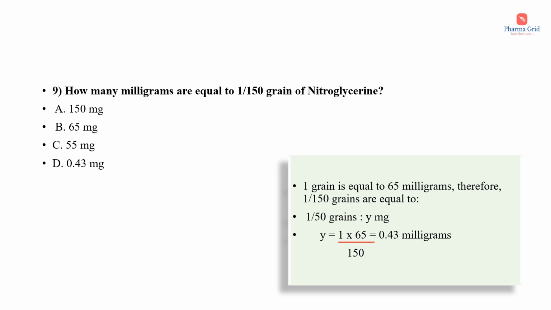Next question. How many milligrams are equal to 1 by 150 grain of nitroglycerin? We know that 1 grain is equal to 65 milligrams. Therefore 1 by 150 grains are equal to, let it be Y milligram. By simply cross multiplying we will get 1 by 150 into 65. So that is equal to 0.43 milligrams. Here the correct answer is option D, that is 0.43 milligram.